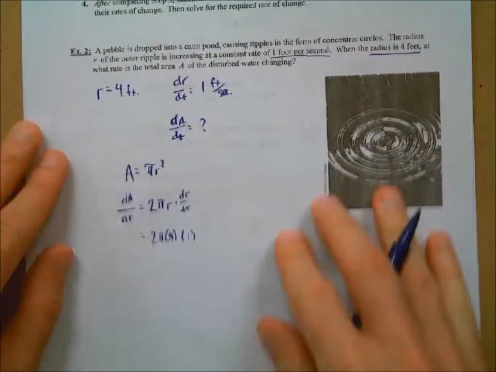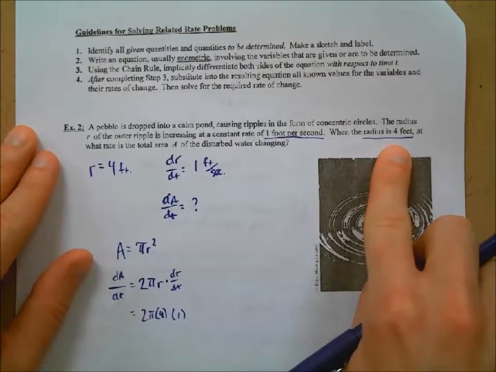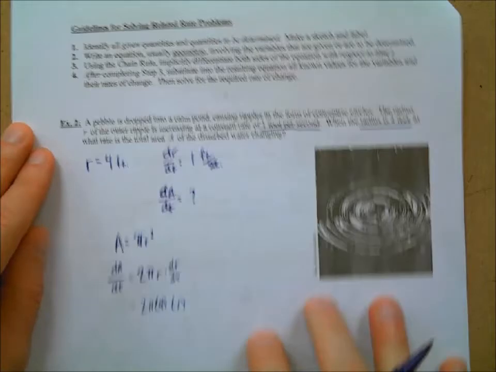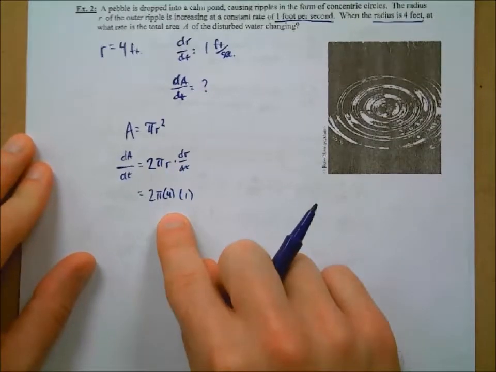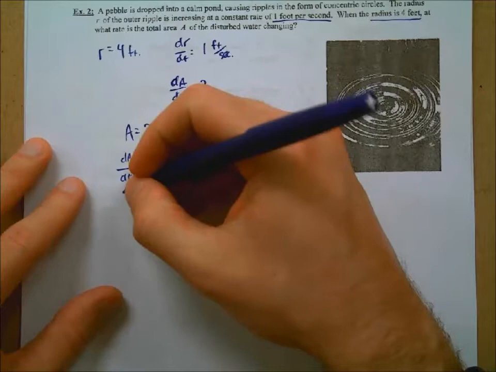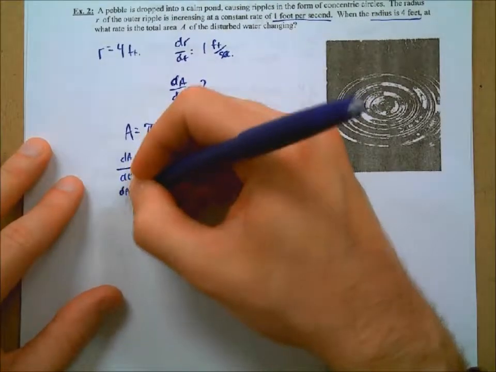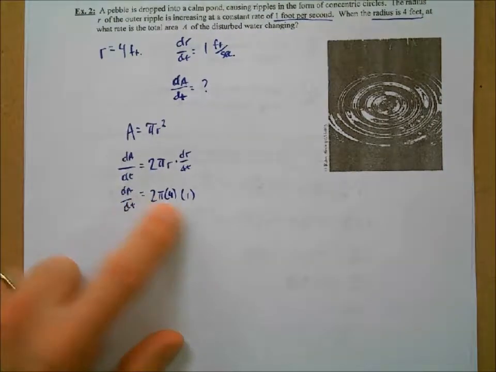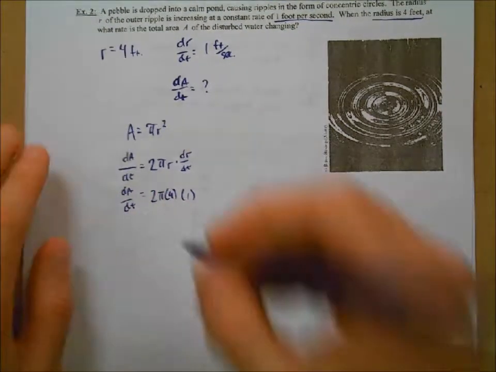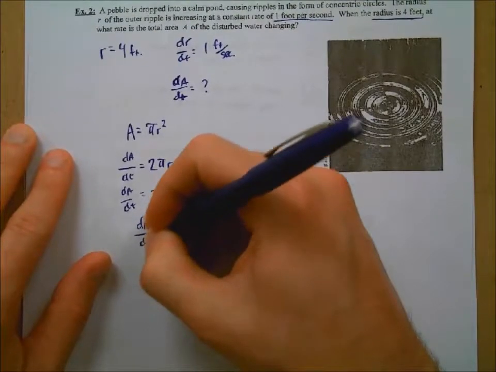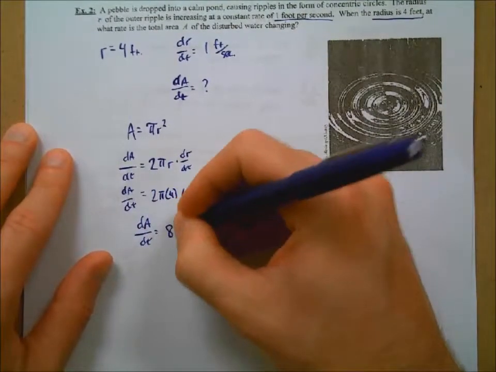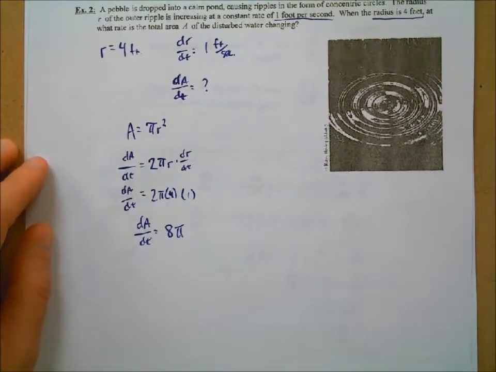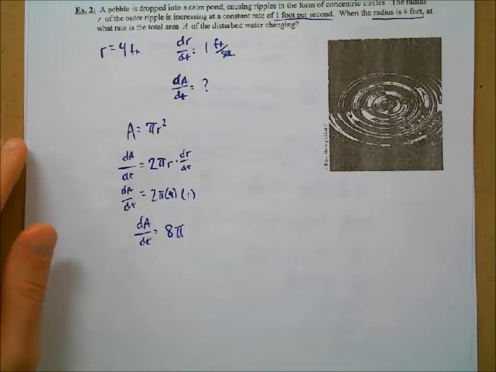And then 4 for r, because we're trying to find, if you remember, when the radius is 4 feet, at what rate is the total area A of the disturbed water changing? So we want to solve for dA dt. We've got all our values filled in over here, so we'll just simplify it. So dA dt is 8 pi. What should our units be here?